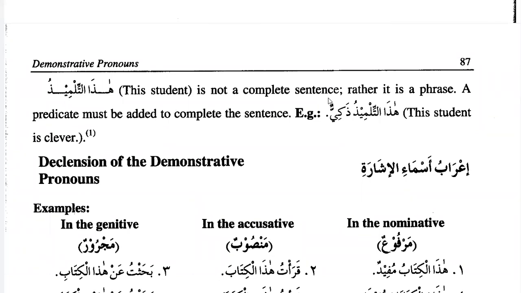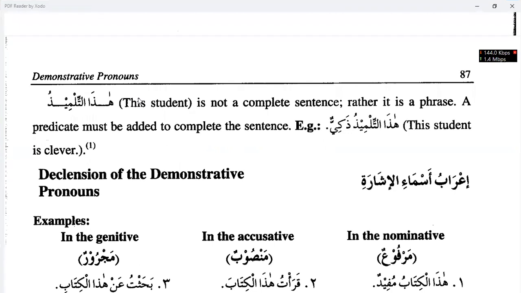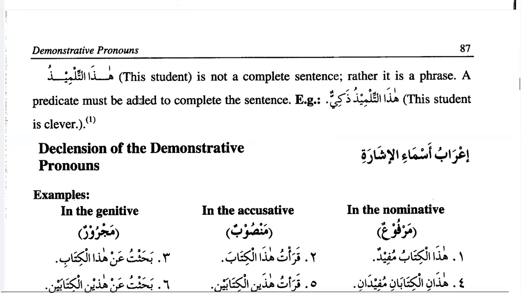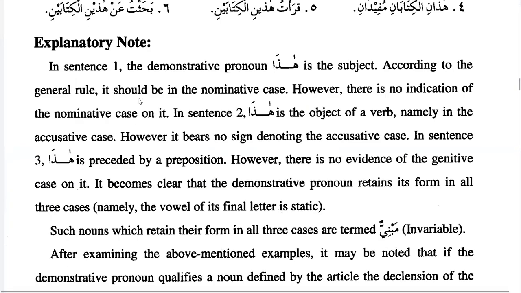Hazat Tilmizu. هذا التلميذ, this student, is not a complete sentence. Rather, it is a phrase. A predicate must be added to complete the sentence. Example, هذا التلميذ ذكي. This student is clever.